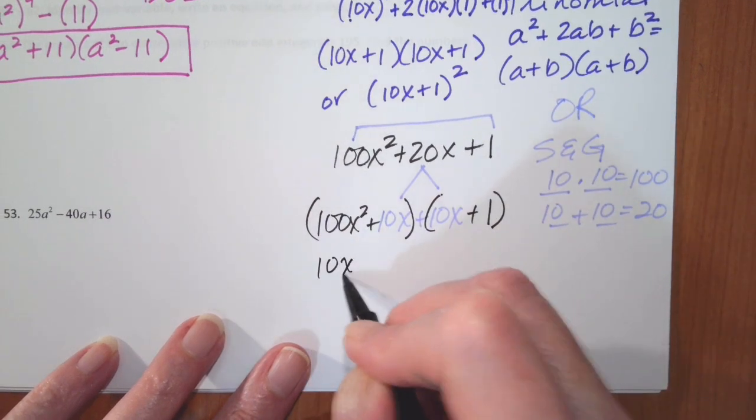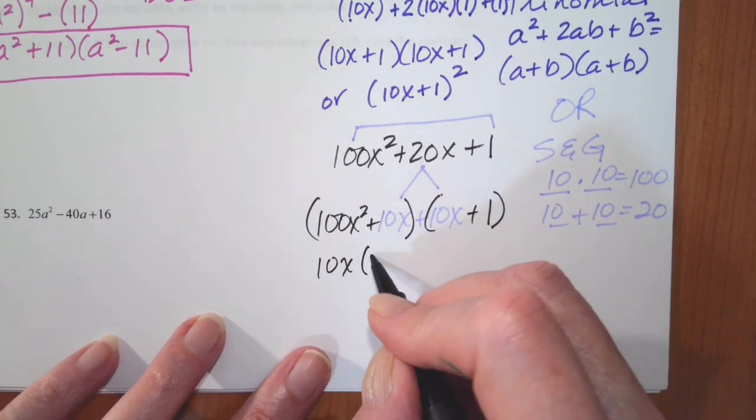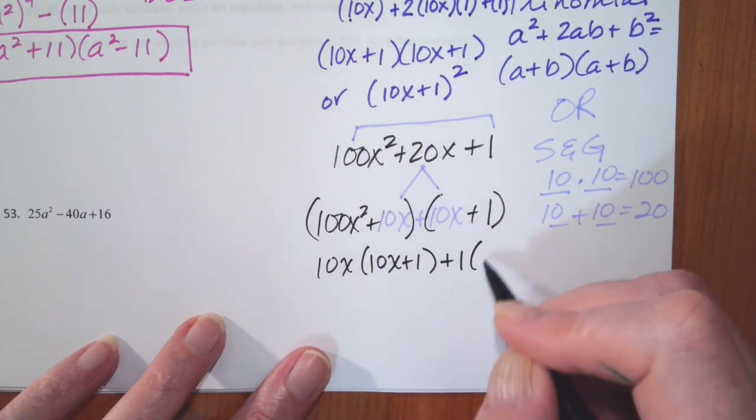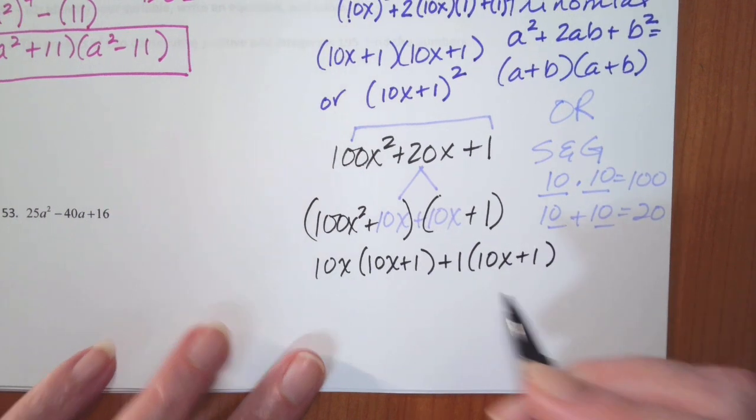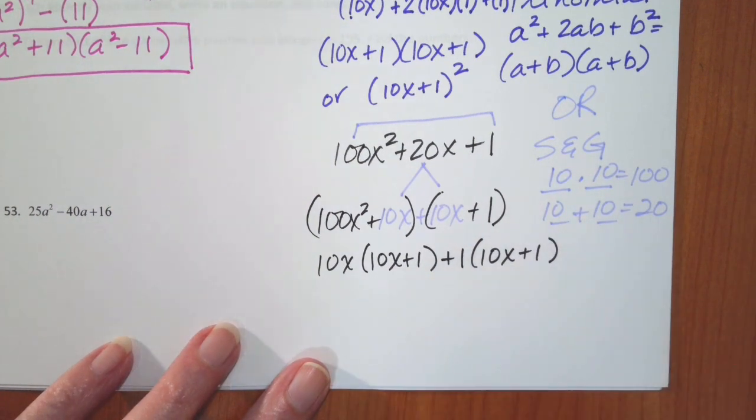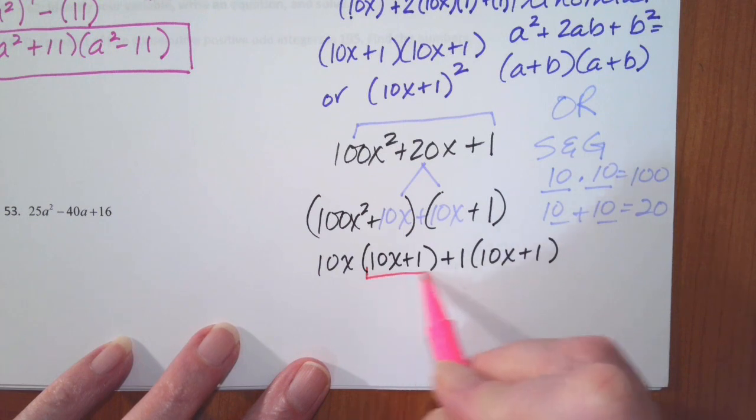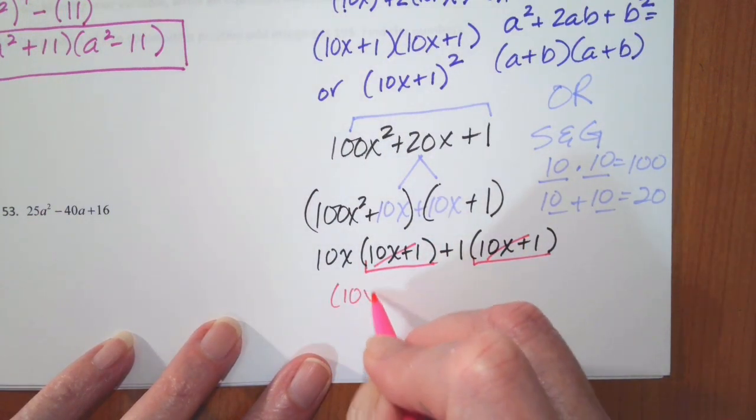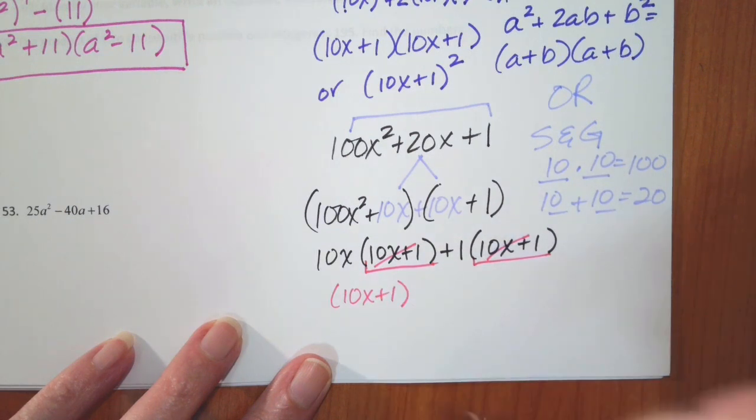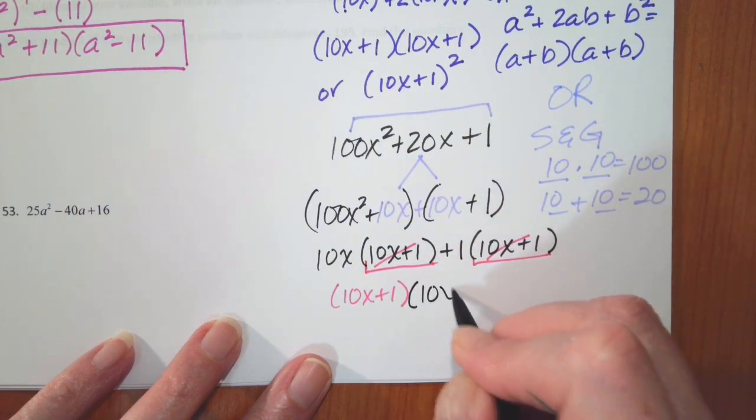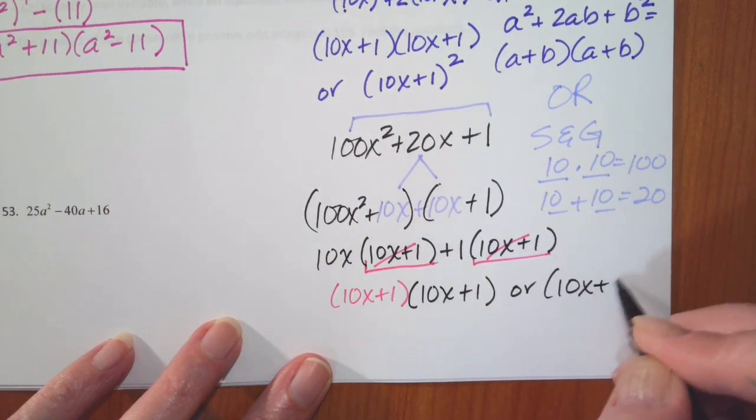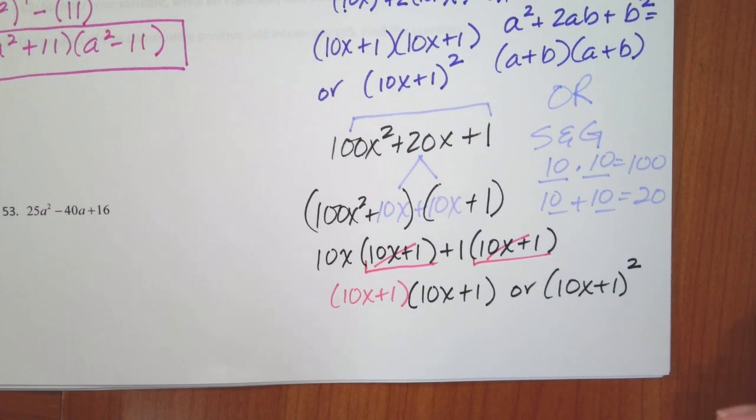So this gives me 10x times 10x plus 1, plus 1 times 10x plus 1. My common binomial factor is 10x plus 1, and I'm left with 10x plus 1, or 10x plus 1 squared. Again, you do it either way you want. It doesn't make any difference.